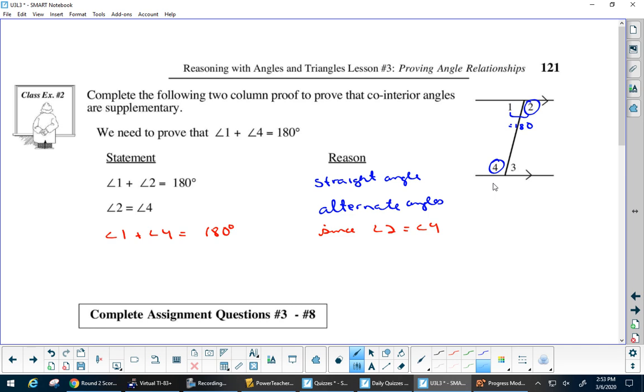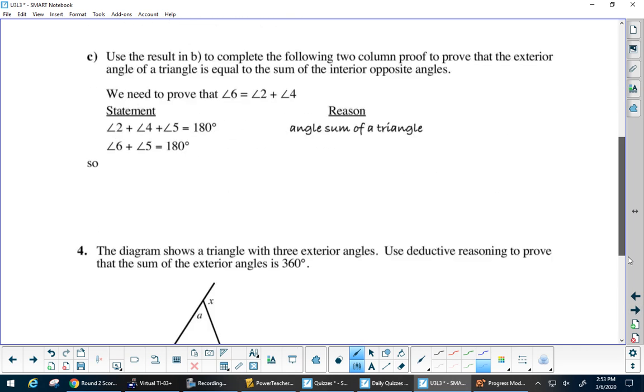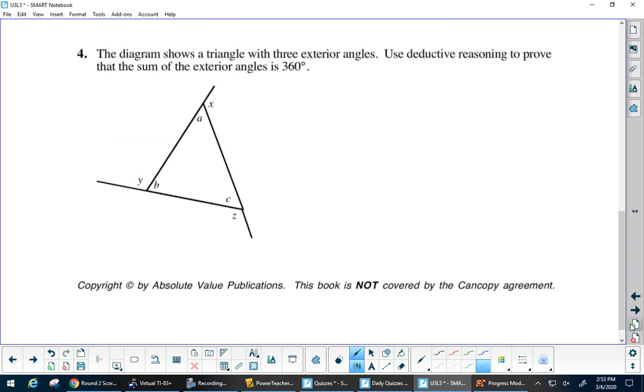Okay, so I want to do a really hard one now. Let's go to question 4. We'll do question 4 together. This one's cool because we haven't been given anything. So what I need to do, it says use deductive reasoning to prove the sum of the exterior angles equals 360. So the exterior angles are x, y, and z. So I need to prove x plus y plus z equals 360 degrees. So this is probably something you didn't even know.